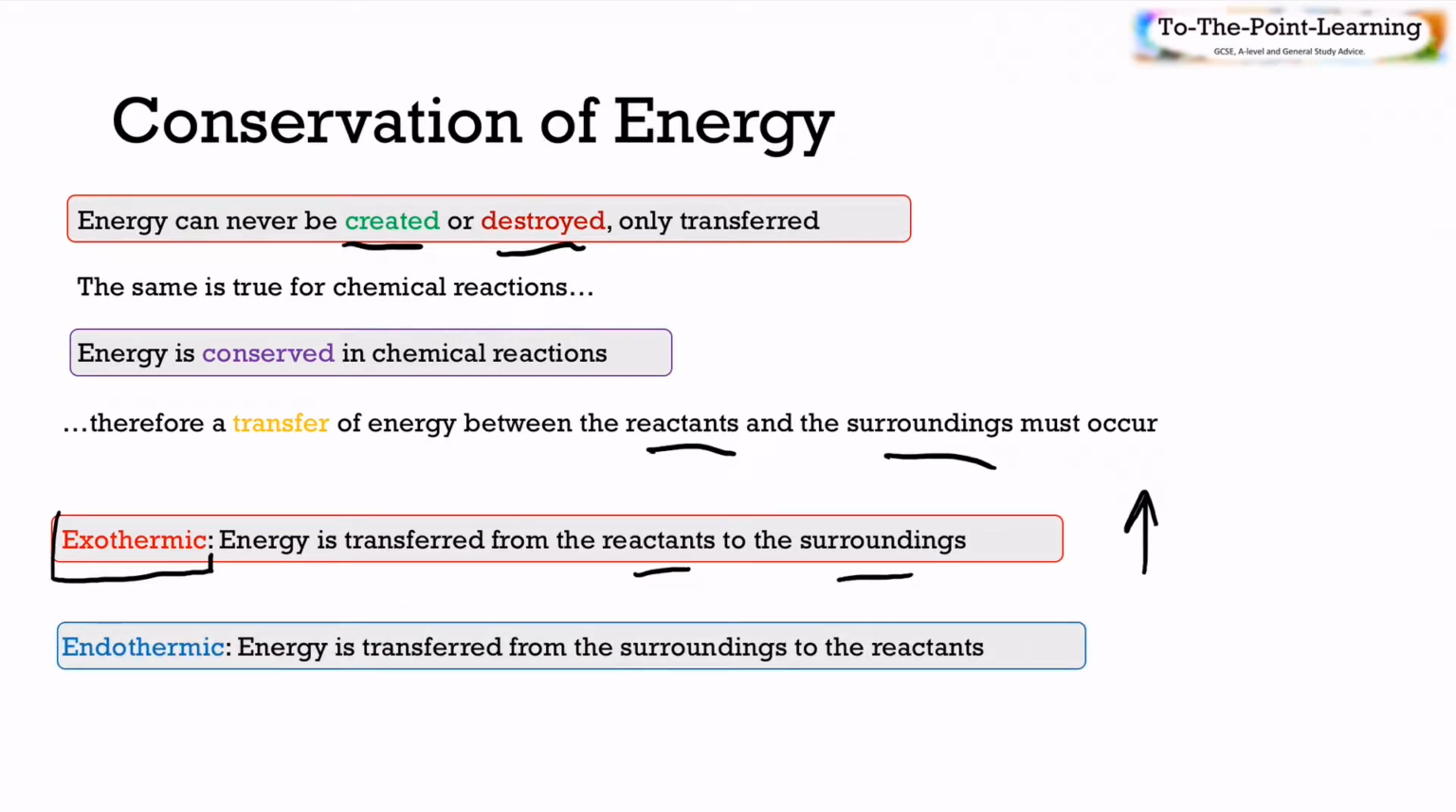And we can also have an endothermic reaction, which is the opposite. It's where energy is transferred from the surroundings to the reactants. So energy is absorbed into the reagents, and therefore we observe a decrease in temperature of the surroundings.